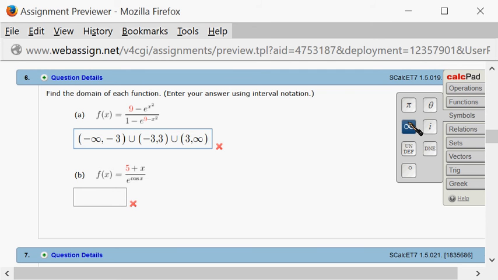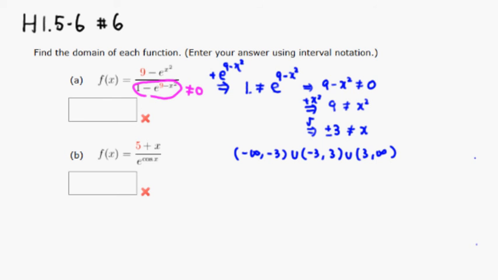Alright, and let's look at part B. Same deal, we have a fraction, so we have to make sure that e to the cosine of x, the denominator, is not equal to 0. But remember that the exponential function e to any power is always positive, so it's never 0. No matter what cosine value you have, you're going to have a positive value there. So automatically it is not going to be 0. So we can plug in any number you want, which means that the domain would be all real numbers.